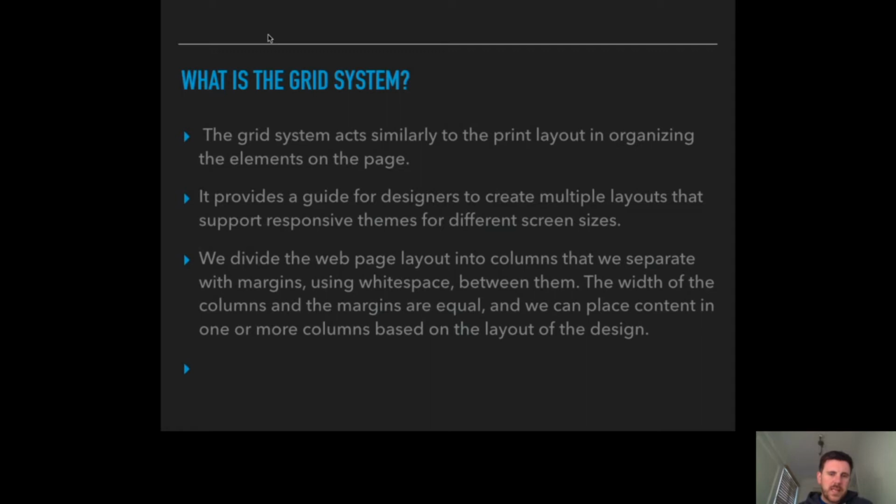So we'll divide the web page layout into columns, and we'll separate them with margins, and we'll use white space between them. And the width of the columns and the margins will always be equal, because once we decide what they are, they're always going to have the same values. And so the layout can always be consistent. We don't have to copy and paste code and risk making errors. Once it's done, it's done. And we call in the class as we need it. And we can work with placing content in one or more columns based on the layout of the design, working with the same code again and again, and always having the same perfect results.